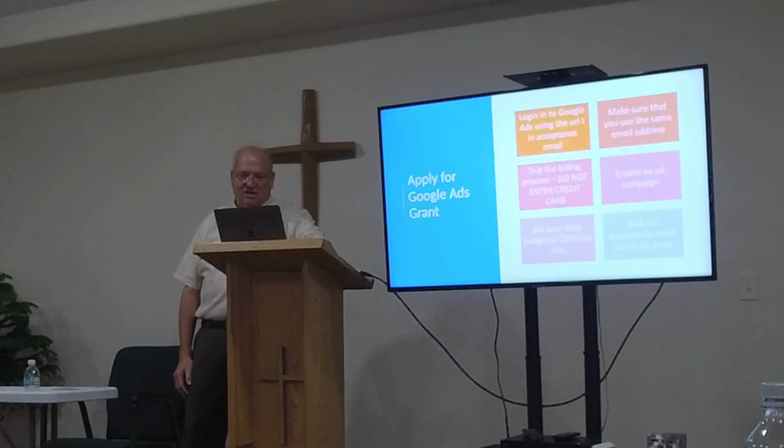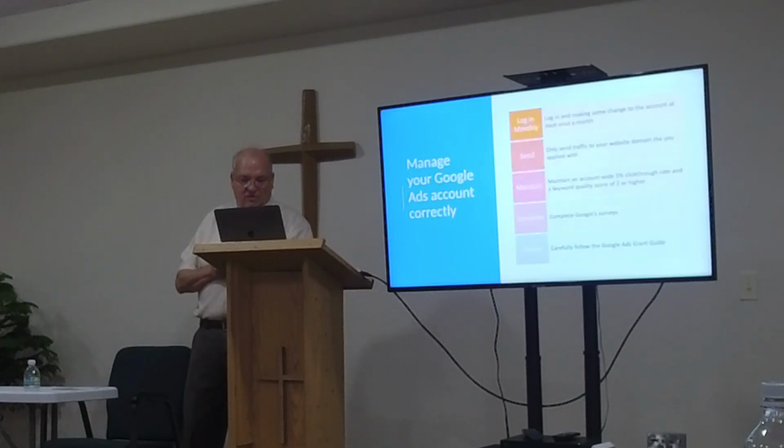So you set a daily budget, and then you wait for an acceptance email. And once again, it says it can take up to 30 days, but usually about 2 or 3 days. That part's fairly simple. When you get the acceptance email, then you're okay to start running your ads. All right? Any questions about that part, by the way?